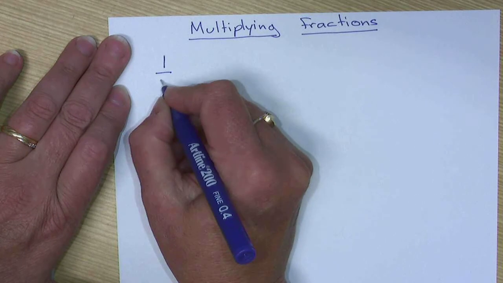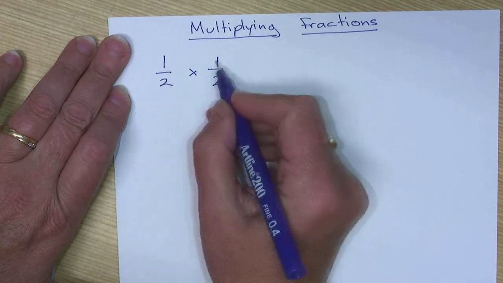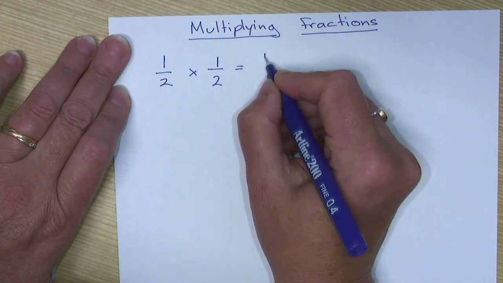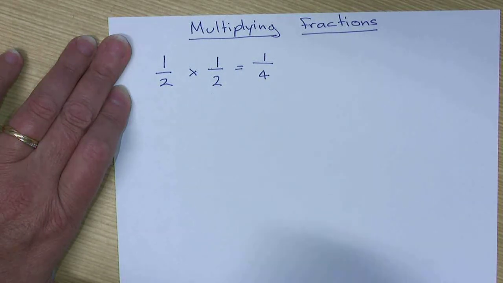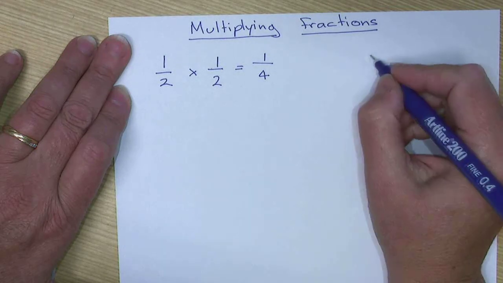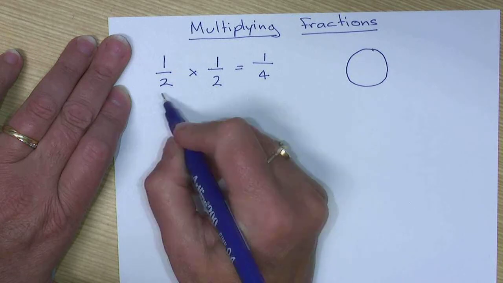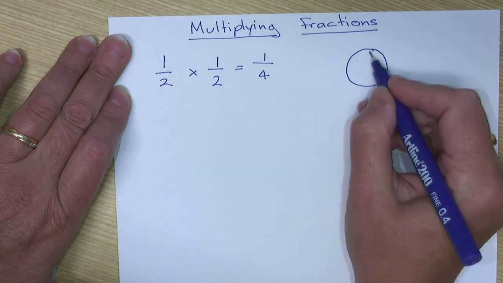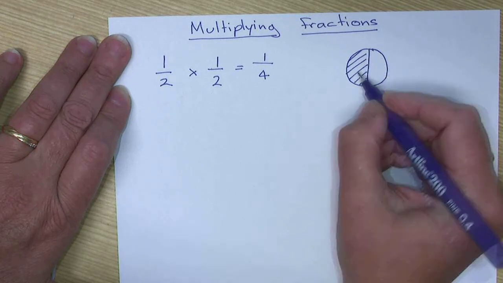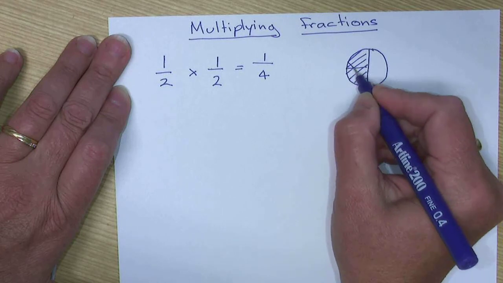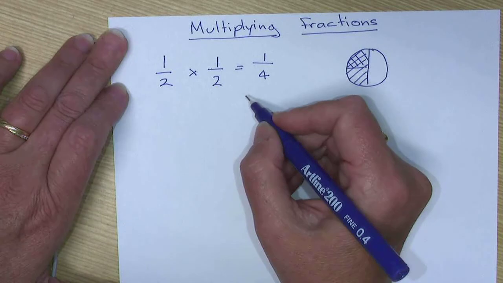If I have a half times a half, to multiply the fractions we multiply the numerators, 1 times 1 is 1, and we multiply the denominators, 2 times 2 is 4. Very different than adding. Now that doesn't seem straight away intuitive, but if you think about it as a half of a half, so if I have a pizza and I have a half, and then I'm trying to find half of that, I'm actually only finding a quarter of the whole pizza. So that's why this is correct.